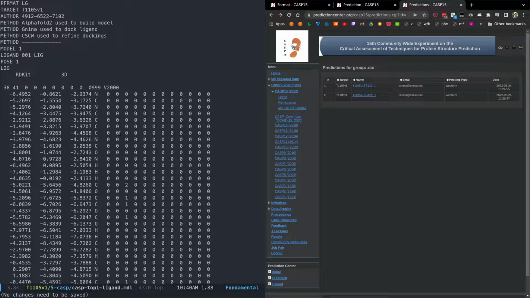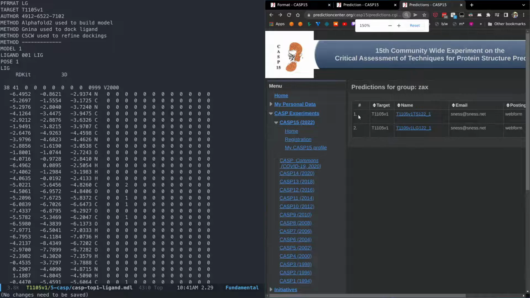Check, check. Hey, this is the docking AI, and these are the CASP results. This is our first prediction that we're making. We're making it for T1105V1.